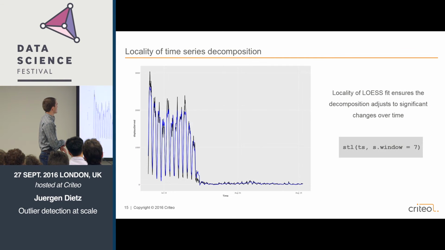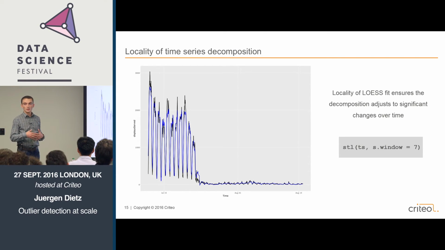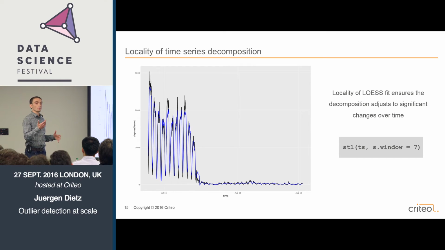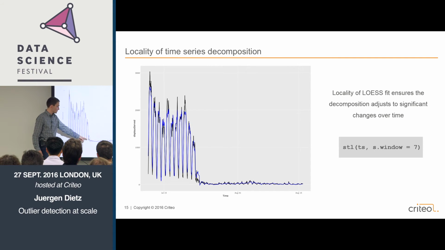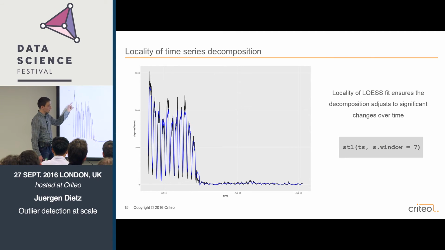So STL uses a LOESS fit, which is a local fit to the time series, which is coming back to that point about flexibility. So say we have a client that changes its budget, in this case a budget reduction, and then we have to accordingly adjust volumes. The time series decomposition, because of its locality, adapts to that new behavior and then automatically carries on, right?